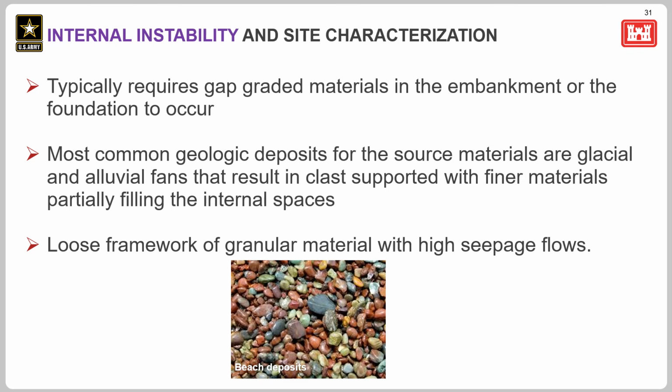When we're characterizing a site and trying to think about whether the materials may be susceptible to internal instability, we think about what the materials are. We typically need gap-graded materials in the embankment or the foundation to exist. So the most common geologic deposits for this type of material are glacial and alluvial fans that result in clast-supported material, finer materials infilling the internal spaces. Also look for a loose framework of granular materials and think about the flow regime when determining whether the finer materials can move through the coarser materials.